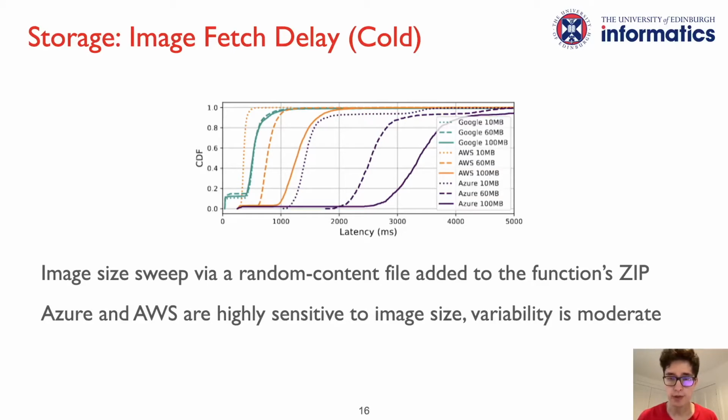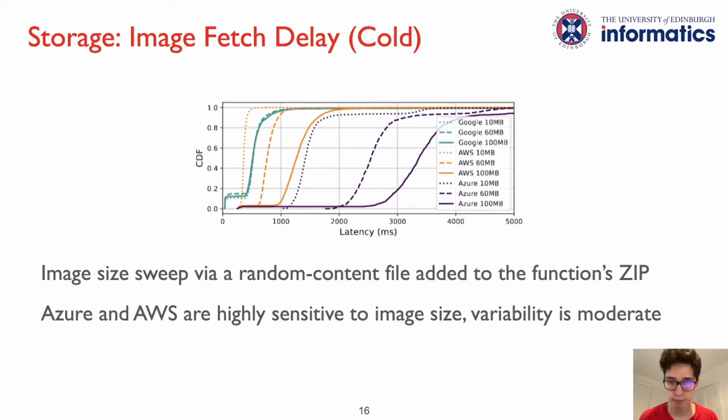In this experiment, we assess the impact of the image size on the median and tail response times upon a cold start by adding an extra random content file to each image. We only consider zip-based deployment method here, as this method is supported by all three of the studied providers. On this chart, you can see a set of CDFs for different providers and image sizes. Providers are shown with different colors, and the image sizes are shown with solid, dashed, and dotted lines.